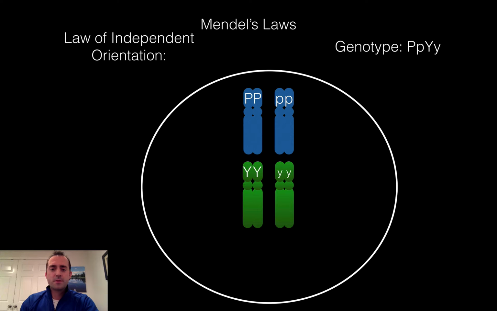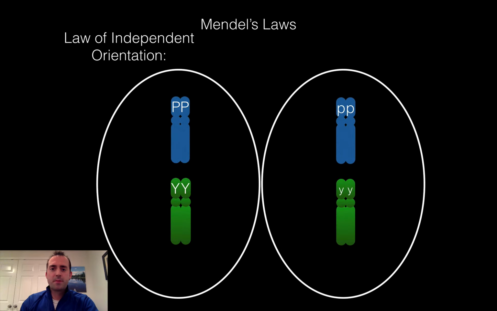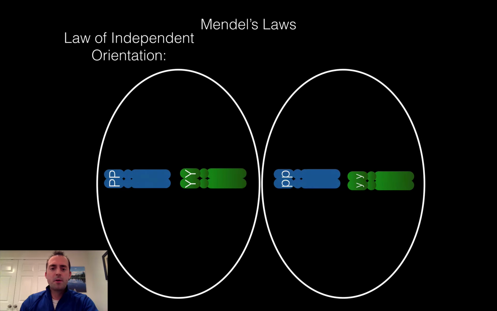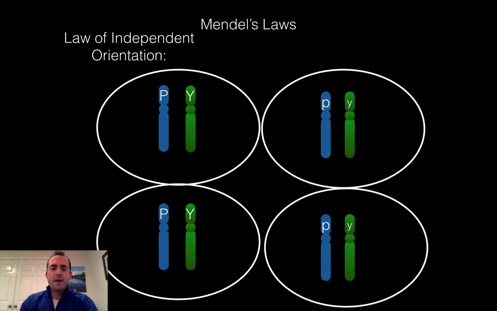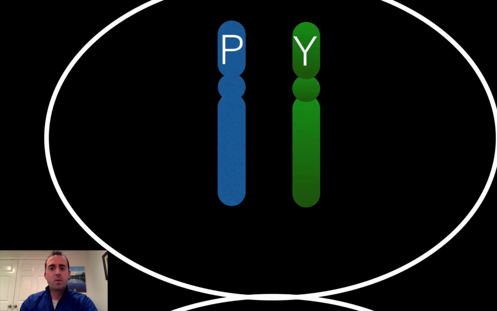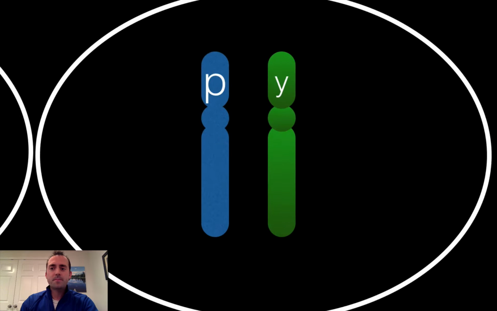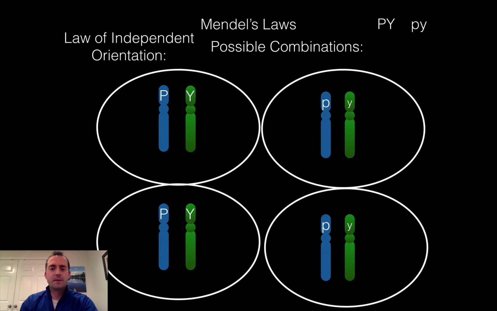So as this individual goes through meiosis, these chromosomes are separated in meiosis 1, so the homologous pairs are separated. On the left we have big P's and big Y's, on the right we have little p's and little y's. And then we go through our second stage of meiosis where they're separated into individual gamete cells, and we have two possible combinations. We have a big P, big Y combination where we have a purple allele and a yellow allele, and a little p, little y combination, a white flower allele and a green seed allele.